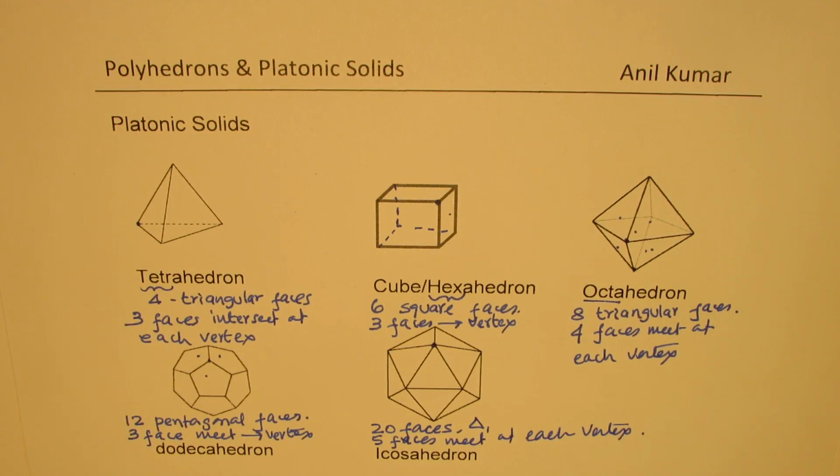In another part of the video, we'll discuss why there are only 5. However, this video gives you good information about polyhedrons and Platonic solids.